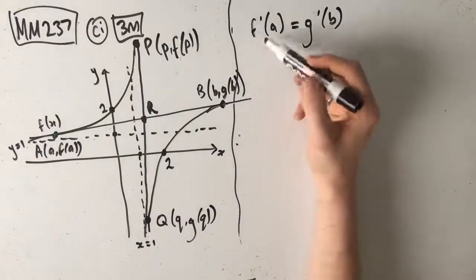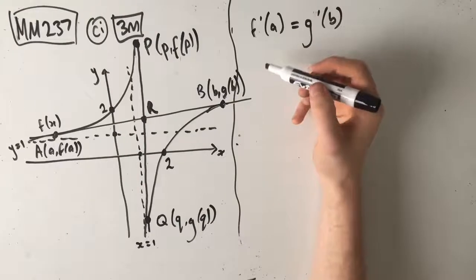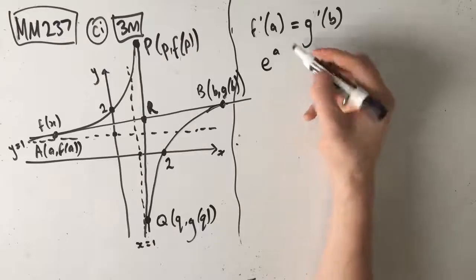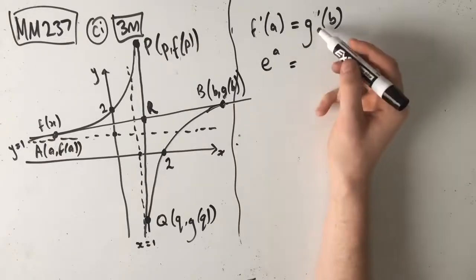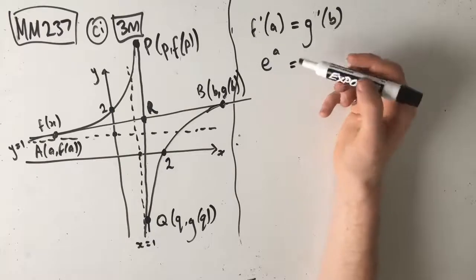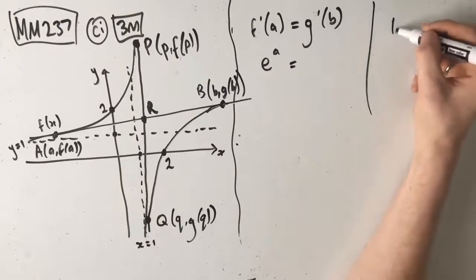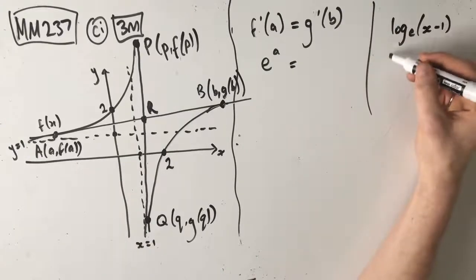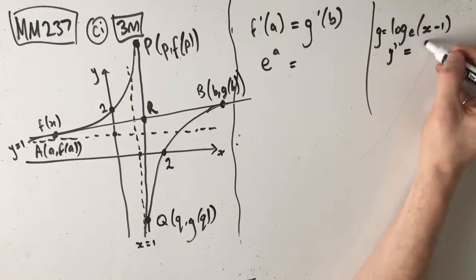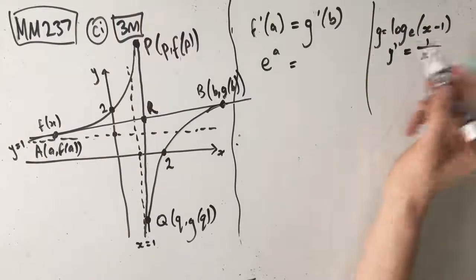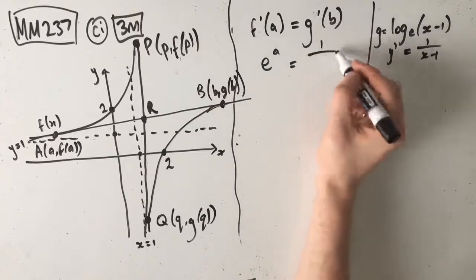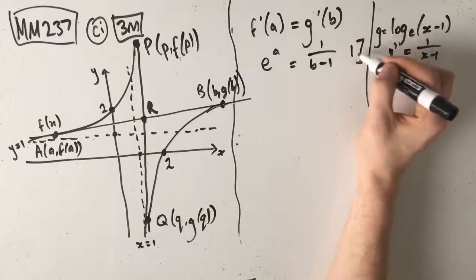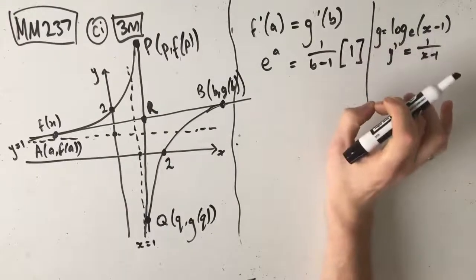Now, f dash of a is going to be equal to our gradient of e to the x plus 1 at a, which means our gradient of f at a is e to the a. Okay? Our gradient at x equals b of this, let's just jump over here for a second. Our function is log e of x take 1, which means that our gradient, so g dash, is equal to 1 over x take 1. That's our gradient of that. Which means at point b, our gradient is going to be 1 over b take 1. Okay? So this is our first simultaneous equation that we're going to need. Okay? So we're going to need to create 2 equations to find a and b.